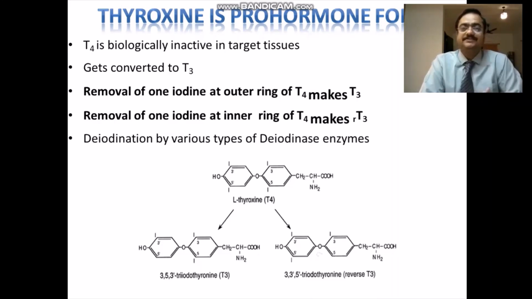T4 is biologically inactive at the target tissues, so it has to be converted into T3, and you can see here the structure of T4 and the structure of T3. These are the outer rings and these are the inner rings. The outer ring iodine is taken out by deiodinase 2, leading to formation of T3, while removal of the inner ring iodine of T4 converts it to reverse T3.